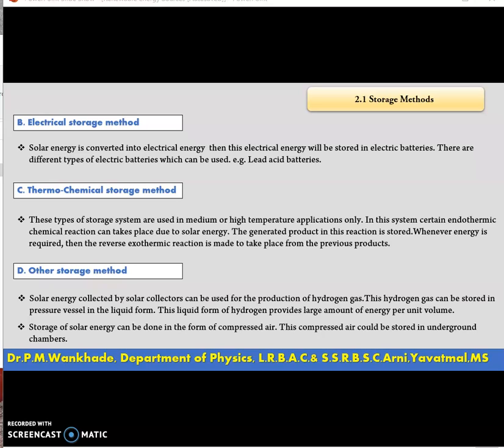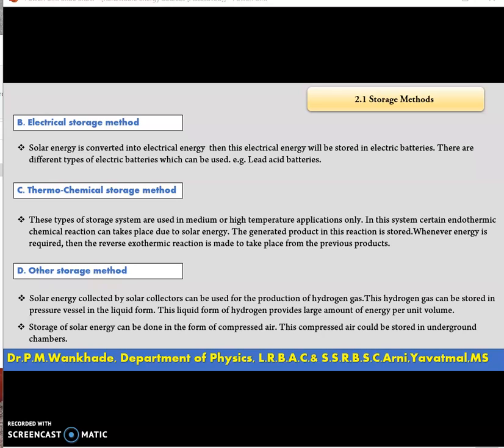Battery life is expressed in number of charge-discharge cycles. There are different types of electric batteries which can be used. Nowadays, lead acid batteries are generally used. Other battery examples are lithium ion batteries, zinc bromide flow charge batteries, vanadium redox flow batteries, etc.